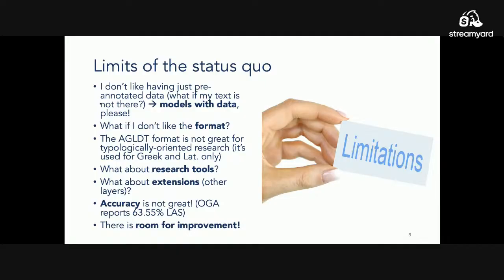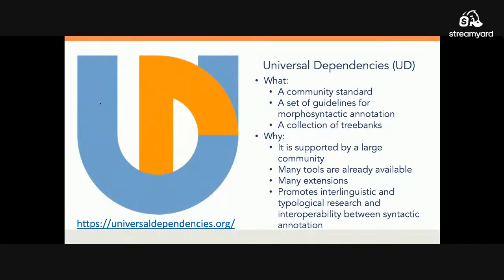What about extensions? What if I want to add other layers of annotation like named entities or the type of semantic annotation that was discussed previously? There is a lot of room for improvement. And I think one of the most interesting places where you can look for at least an environment or framework to solve some of those problems is that project called Universal Dependencies that I mentioned before.